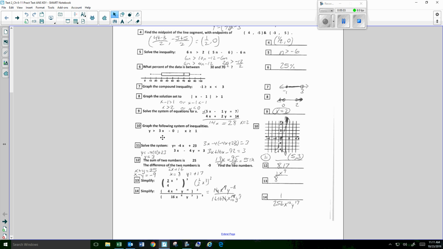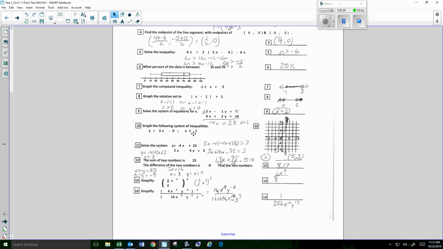Number 10, graph the system of inequalities. y is greater than 3x minus 0, which is the same thing as y is greater than 3x. So the y-intercept is 0, up 3, right 1 for my slope. It doesn't have an equal sign, so it's dotted. Remember, it's dotted, and greater than means above it. All this is above it, but that's only one inequality.